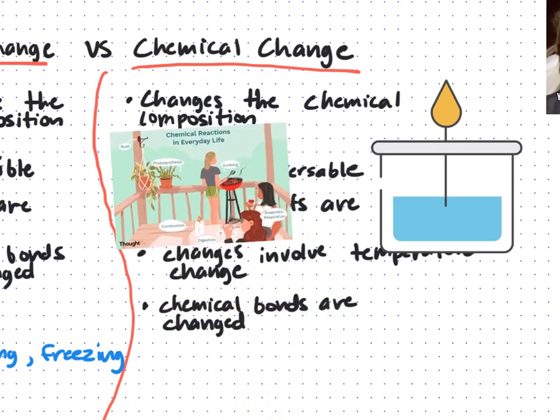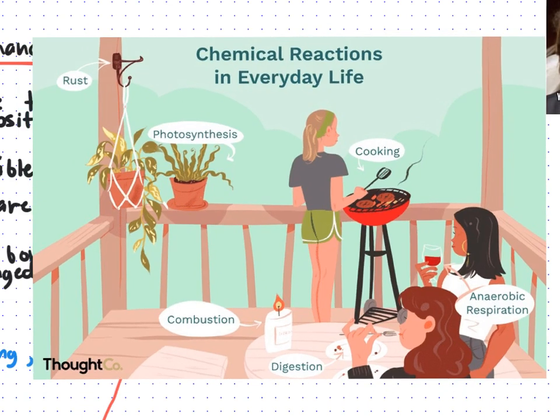And right here we have some common chemical reactions in everyday life. Might help with your remembering what chemical reactions are all about, or the products. We have rust, photosynthesis, combustion, there's our burning, digestion, all of us when we eat, chemical reactions going on inside of us, anaerobic respiration, and anytime we cook. These are all common chemical reactions in everyday life.